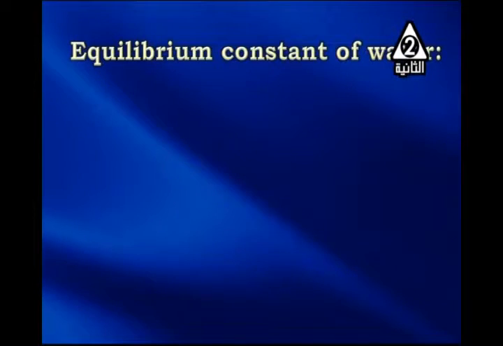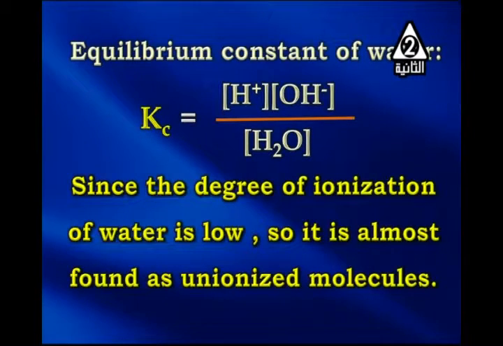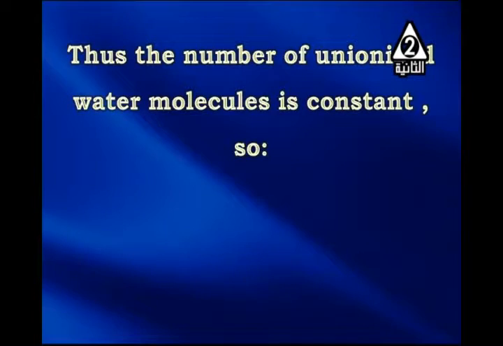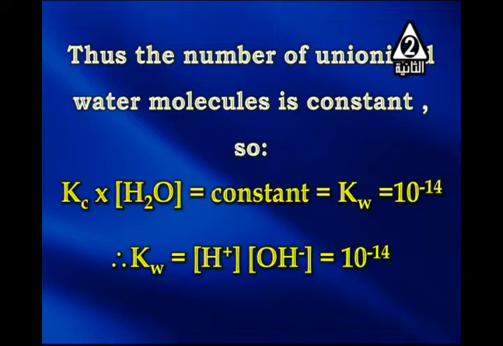So the equilibrium constant of water, Kc, equals the concentration of hydrogen ion times the concentration of hydroxide ion over the concentration of water. Since the degree of ionization of water is low, it is almost found as unionized molecules. So we can say the number of unionized molecules is constant. So Kc times the concentration of water equals a constant. We call it Kw, equal to 10 to the power negative 14. And so Kw, the equilibrium constant, equals the concentration of hydrogen ion times the concentration of hydroxide ion, equal to 10 to the power negative 14.